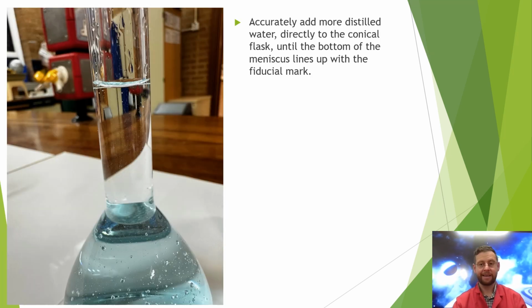Once it's all in there, you can then make up the solution to the required volume, adding more distilled water until the bottom of the meniscus lines up with the graduated fiducial mark on the side of your volumetric flask.